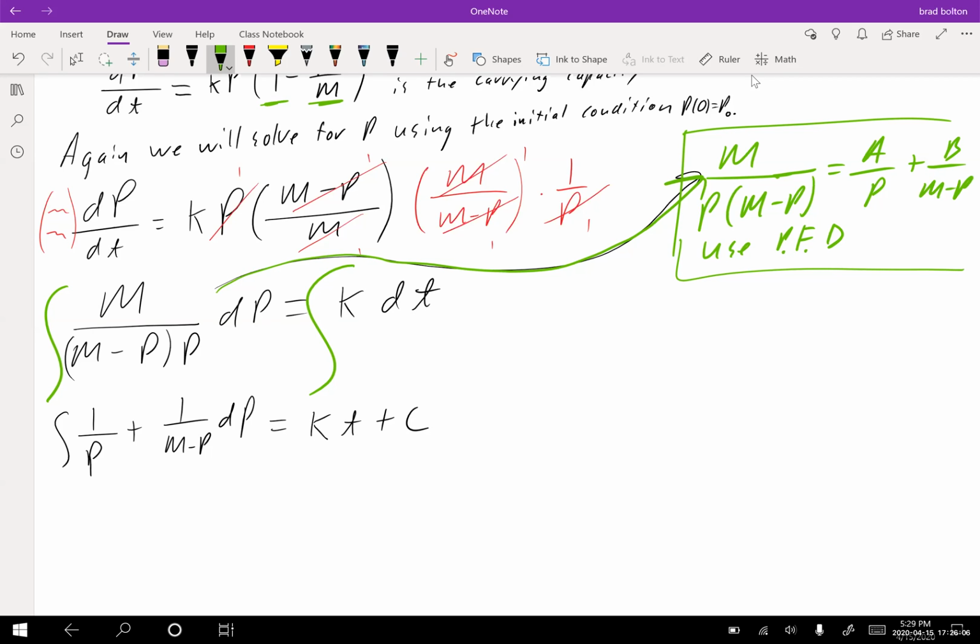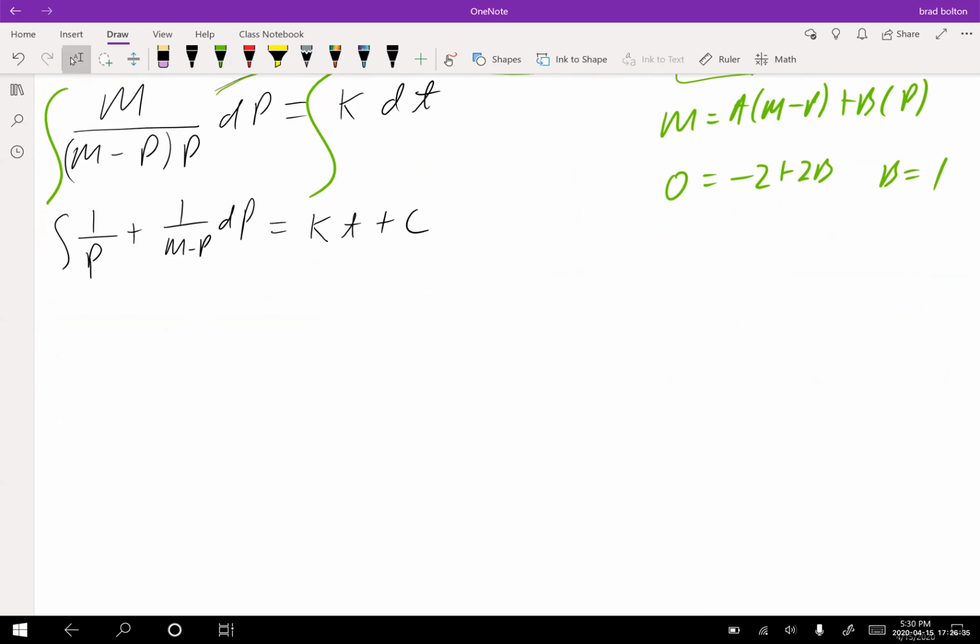You'll end up getting M equals A times M minus P plus B times P. When you go through and do all the work, you'll end up getting 0 equals, I think it's -2 plus 2B. So B equals 1, and then you can go from there and find A. But I'll trust you guys can follow through with that and finish that up using partial fractions. Okay, so now we have this integral.